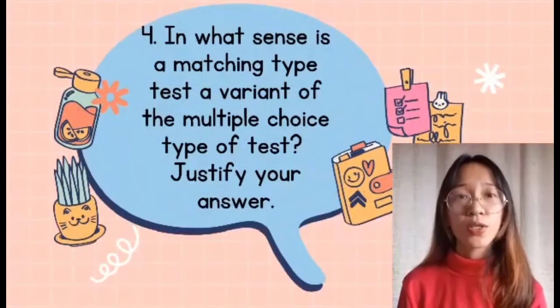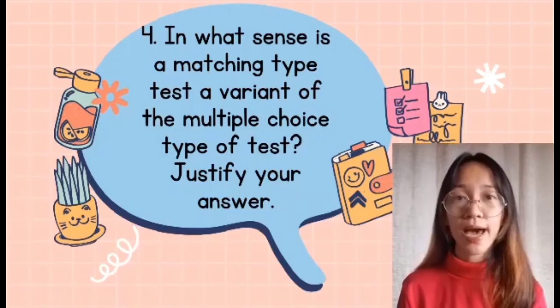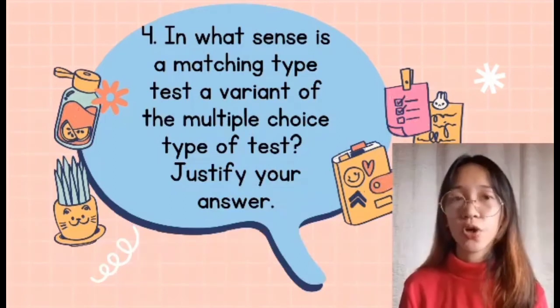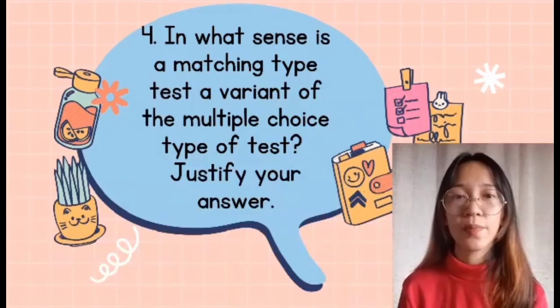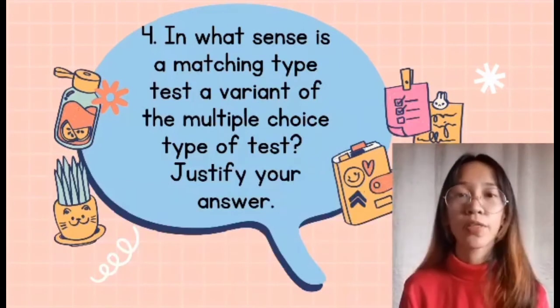Matching may be considered to be a variant of multiple choice in which more than one choice is correct. Matching type test evaluates the learner's ability to understand the similarities between items, while multiple choice type of test usually consists of a question or a statement to which you respond by selecting the best answer from among a number of choices, but they are both types of tests in which more than one choice is correct.